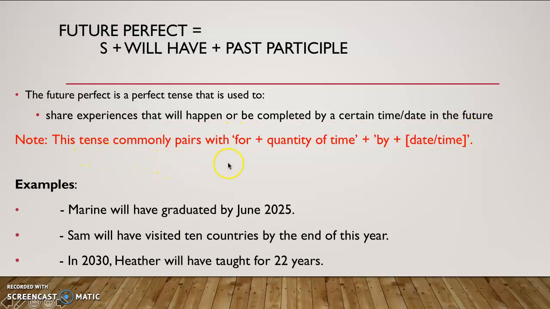Please note this tense commonly pairs with for plus a quantity of time and by plus date or time. Example, Maureen will have graduated by 2025. So that means by this date, this action, graduating, will be completed. Sam will have visited 10 countries by the end of this year. Or in 2030, Heather will have taught for 22 years.